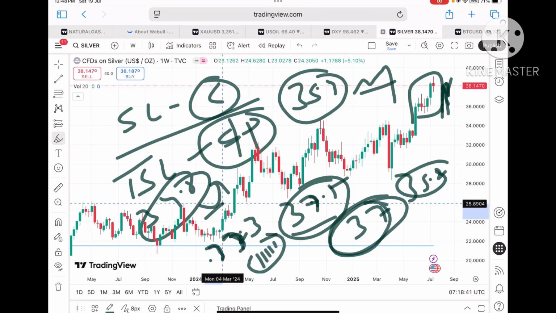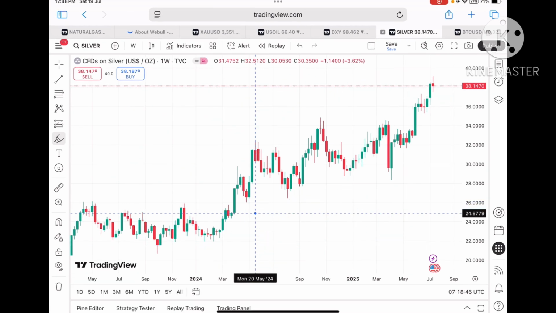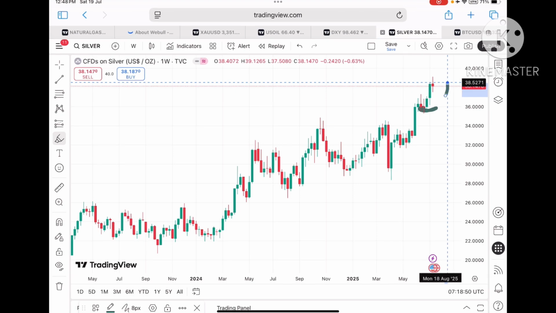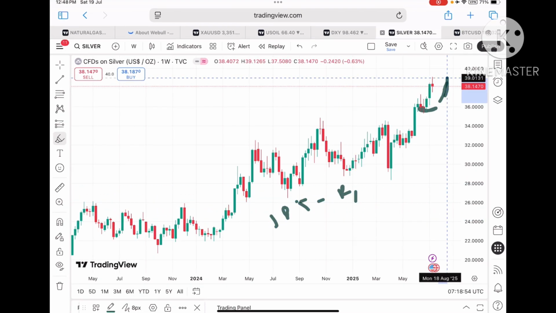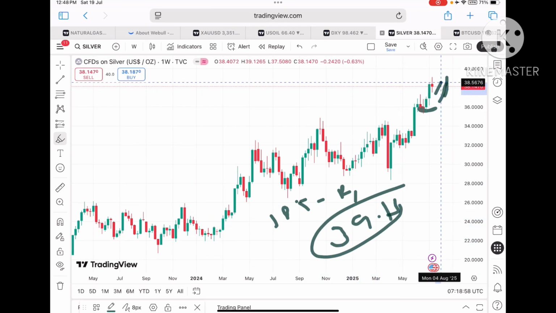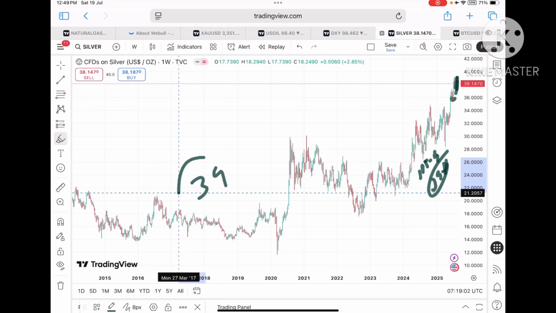So a bounce back can be seen, or if it moves below that level, we can see a further fall. But suppose the price starts sustaining this level, a further upside can be seen towards 38.5, which is resistance 1, and from there a further rise can be seen towards 39.13, and then a further upside towards the next level, which is at $39.